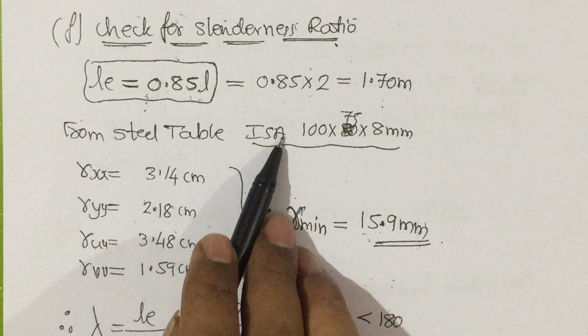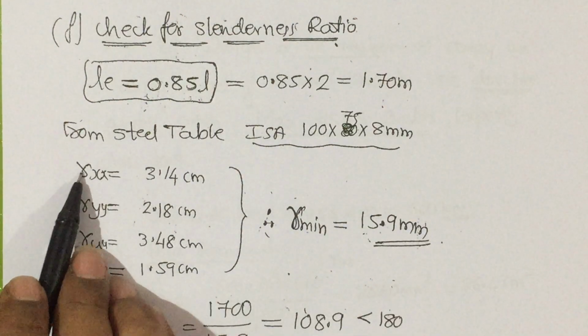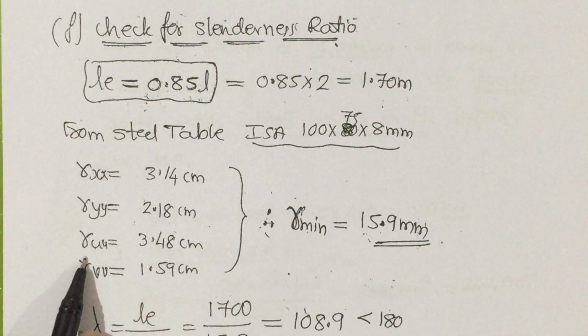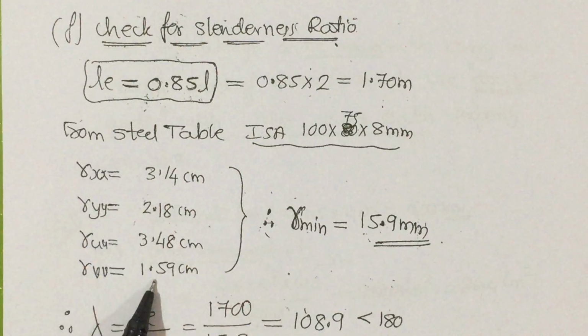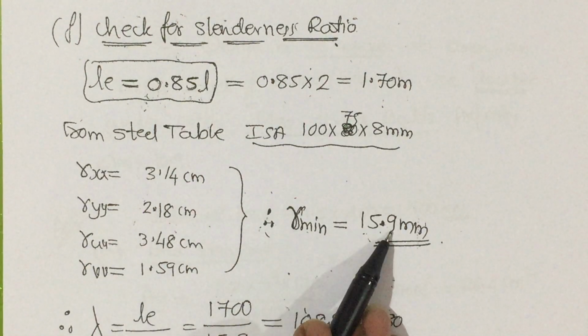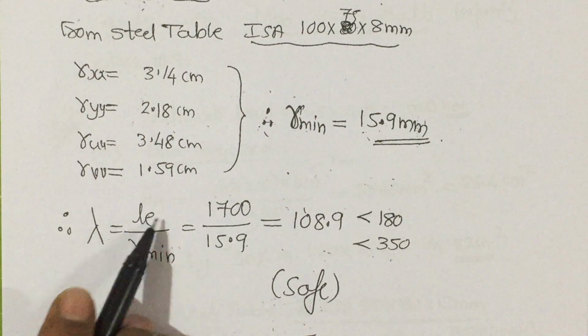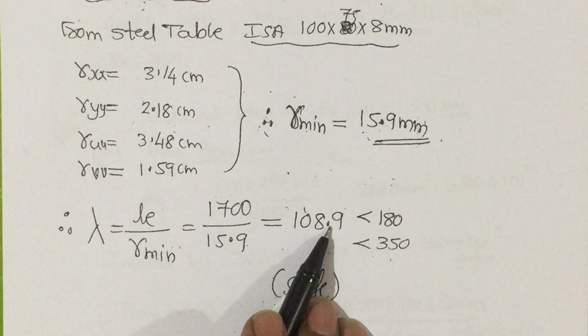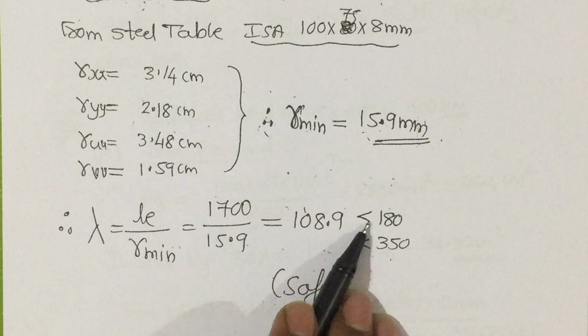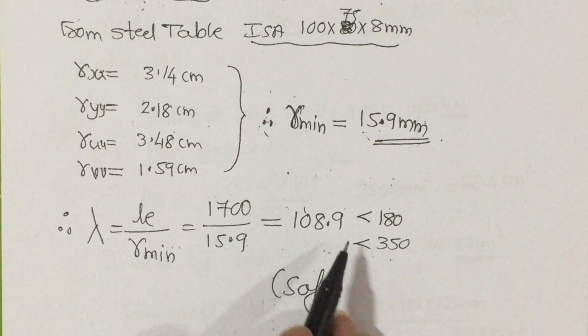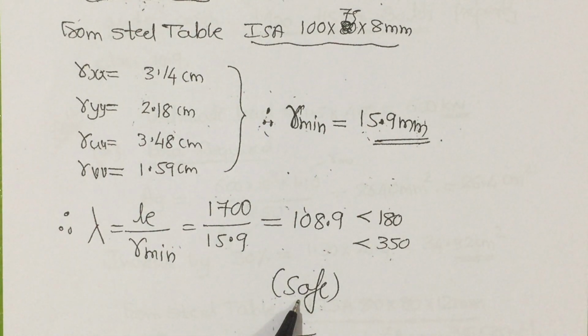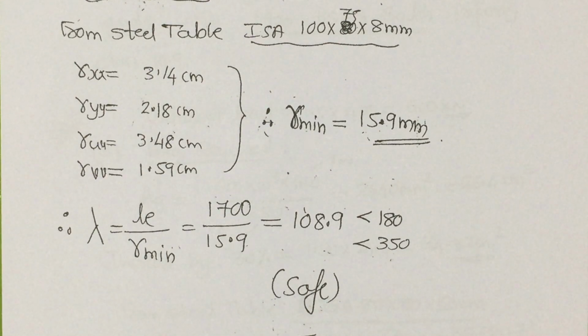From the steel table for the selected section, note down the values Rx, Ry, Ru and Rv. Take the minimum of these 4, that will become R minimum. Therefore, lambda will become Le by R minimum. You are going to get 108.9 and it should be less than 180 and 350 for reversal stresses. Therefore, our design is safe. So, like this way we are going to solve the type 2 problems. Thank you.